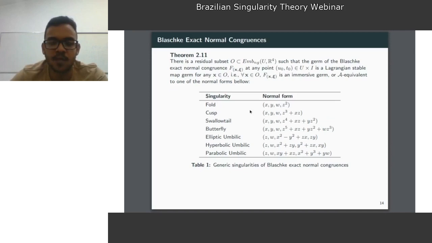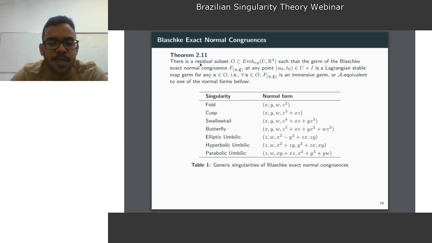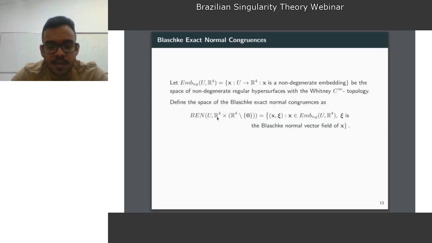These are the Lagrangian stable singularities. So we have fold, cusp, swallowtail, butterfly, or one of the umbilics: the elliptic, hyperbolic, or parabolic. And from this theorem we can obtain a corollary, which is the same statement, but here we take a residual subset in the space of Blaschke's exact normal congruences.